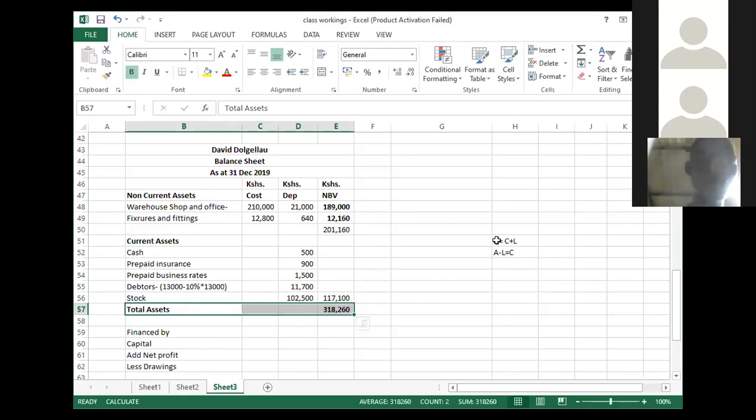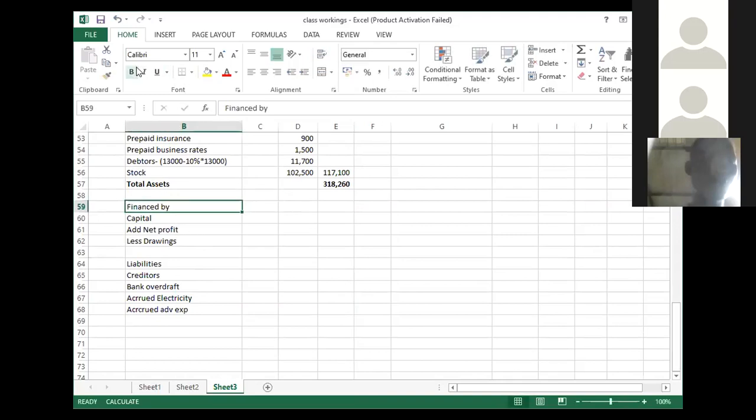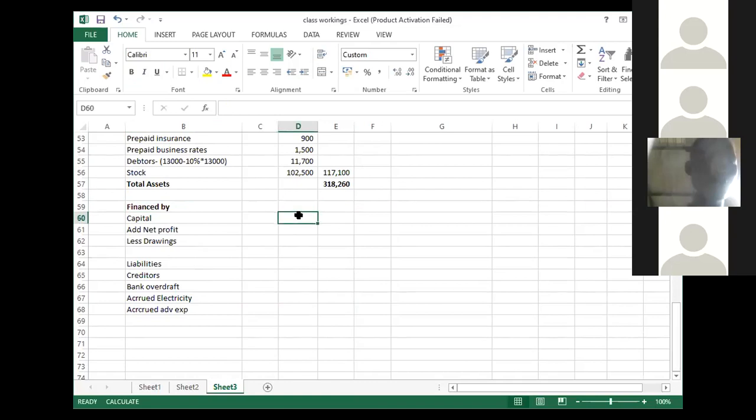So I have dealt with the A part here, the asset part, and therefore I go to the next. The next one is financed by, and here we record capital. What was the amount of capital from the information that you have in the TB? 287,500, right? You can put it there.